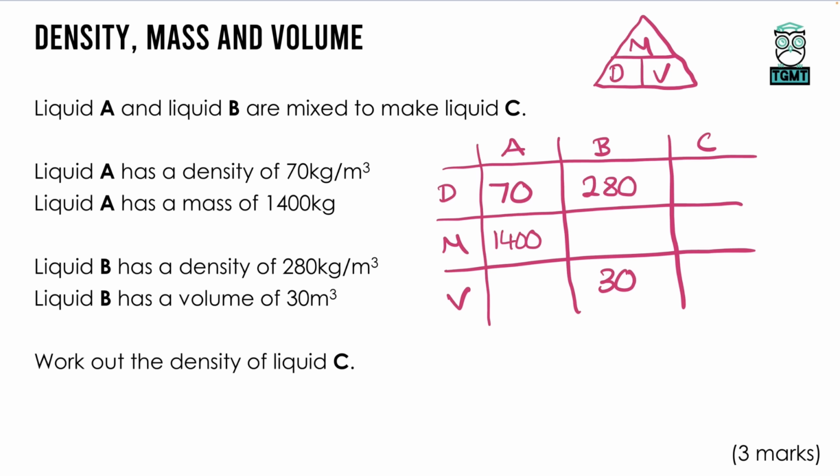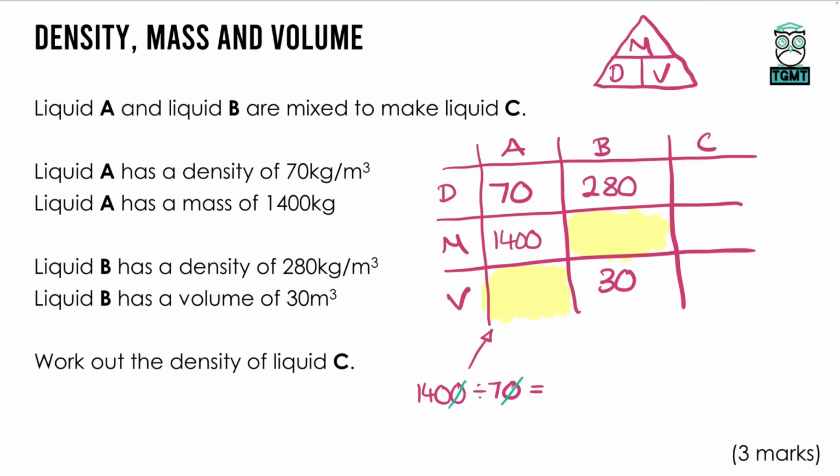Now to work out the density of anything, we need to know the mass and we need to know the volume. So we need to find these missing pieces: the mass from B and the volume from A. So we can use our formula to do that. Remember just to cover up the letter or rearrange a formula, whichever method you prefer. To find the volume, we would do mass divided by density. So for this one here, we need to do 1,400 divided by 70. You can make that easier for yourself without a calculator as well. We can cancel off some zeros when dividing. So it's 140 divided by 7.